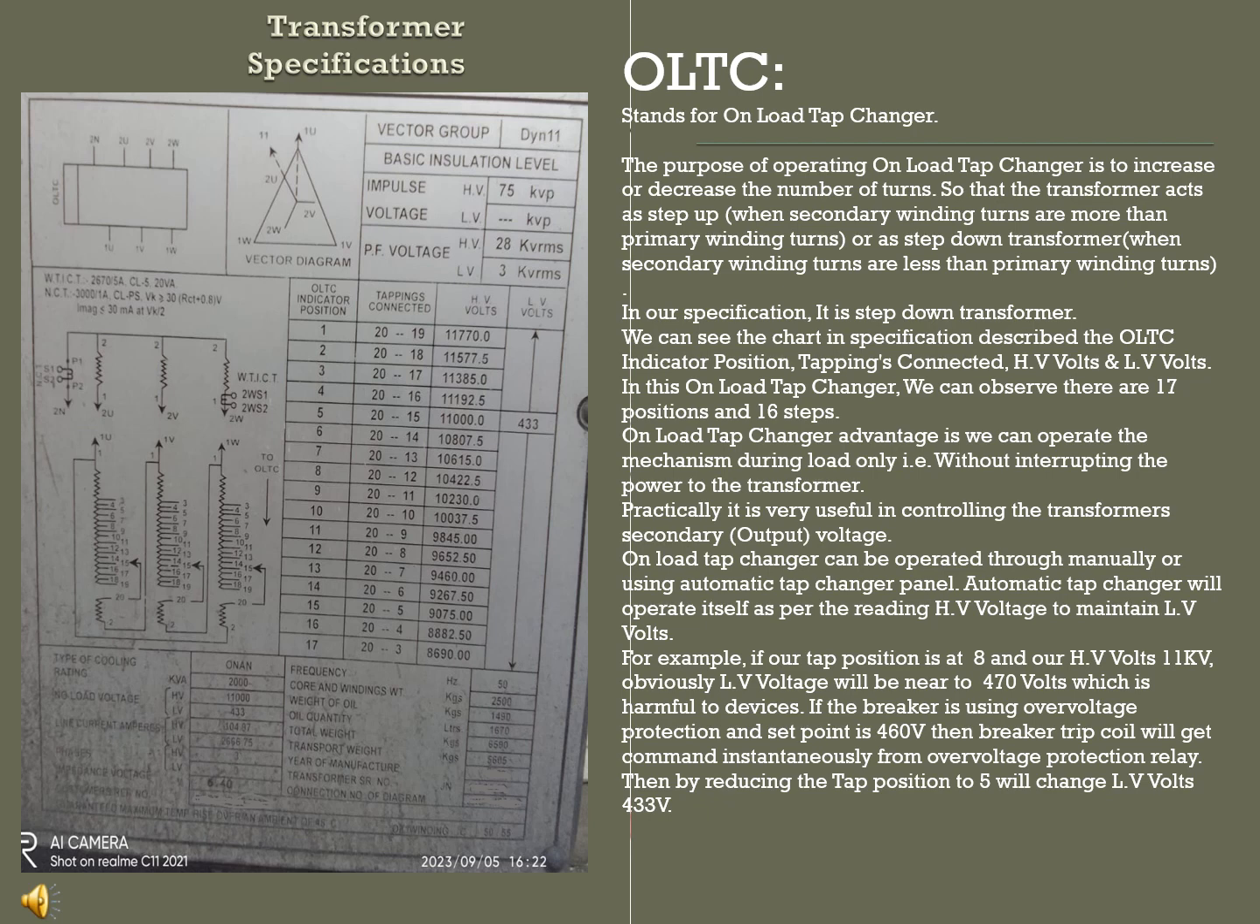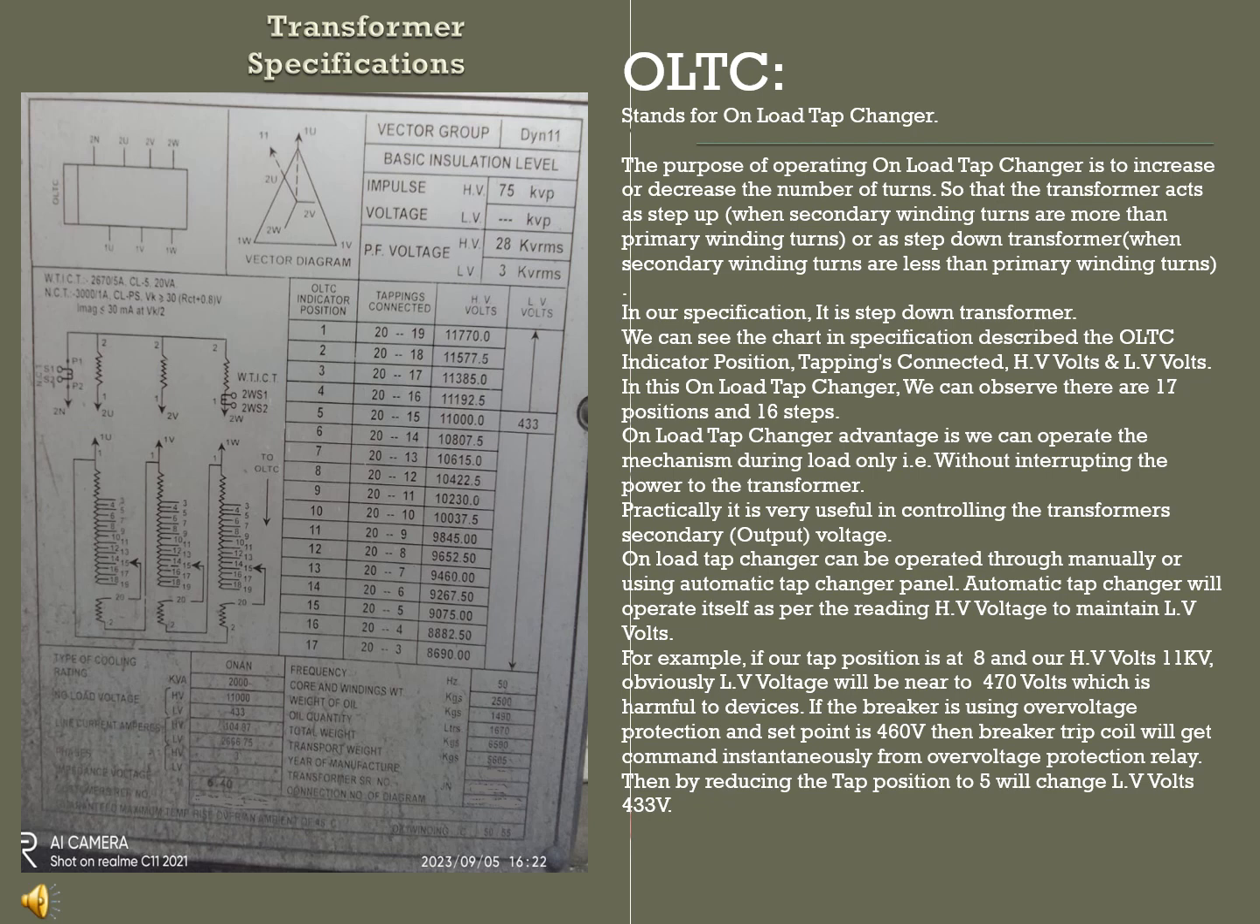We can see the chart specification described in the OLTC indicator position, tappings connected, and how HV and LV volts change. In this on-load tap changer, we can observe there are 17 positions and 16 steps. The on-load tap changer's advantage is that we can operate the mechanism during the load only, that is without interrupting the power to the transformer. Practically, it is very useful in controlling the transformer secondary output voltage.